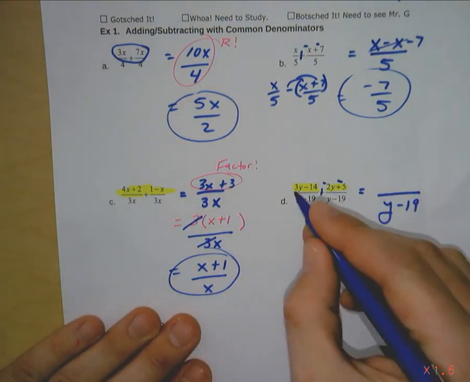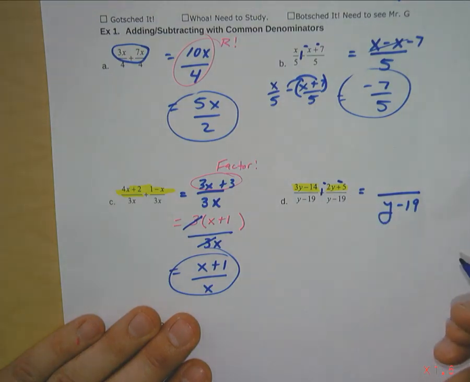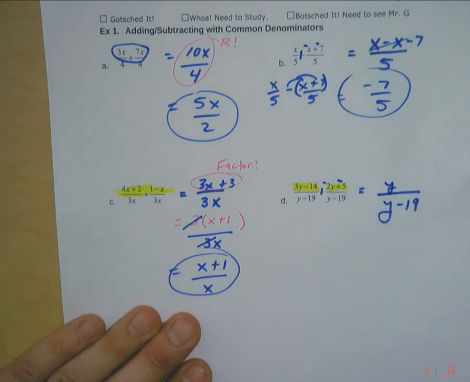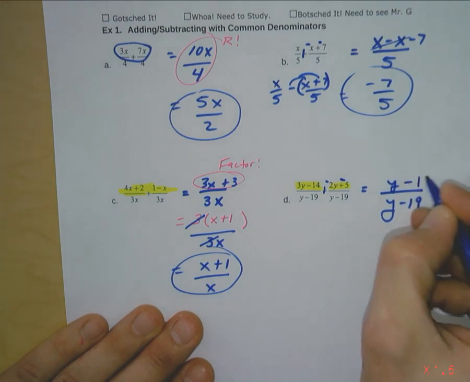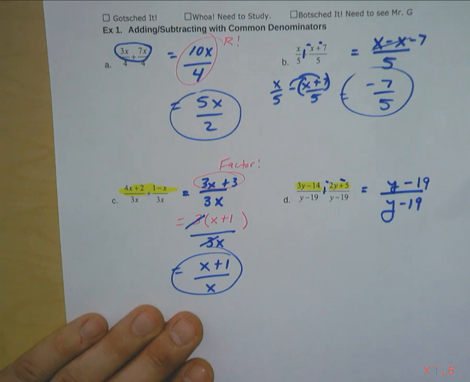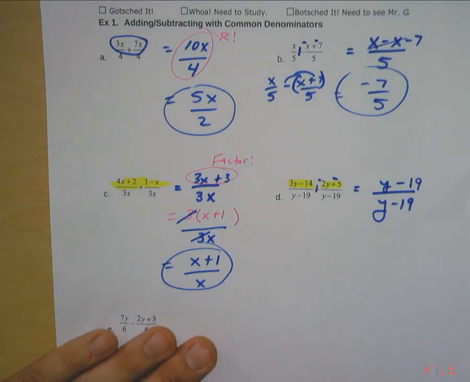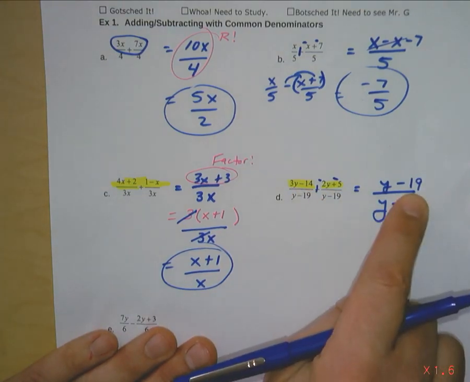So I'm taking 3y minus 2y, and we should get y. And then I've got negative 14 minus 5. What's negative 14 minus 5? If you borrowed 14 bucks from me and then you borrow 5 more, how much do you owe me now? What's 14 plus 5? Not 19. Very good. So we get negative 19 there. Okay, so far so good. Any questions at home? Anybody have questions here? So again, negative 14 minus 5 is negative 19.